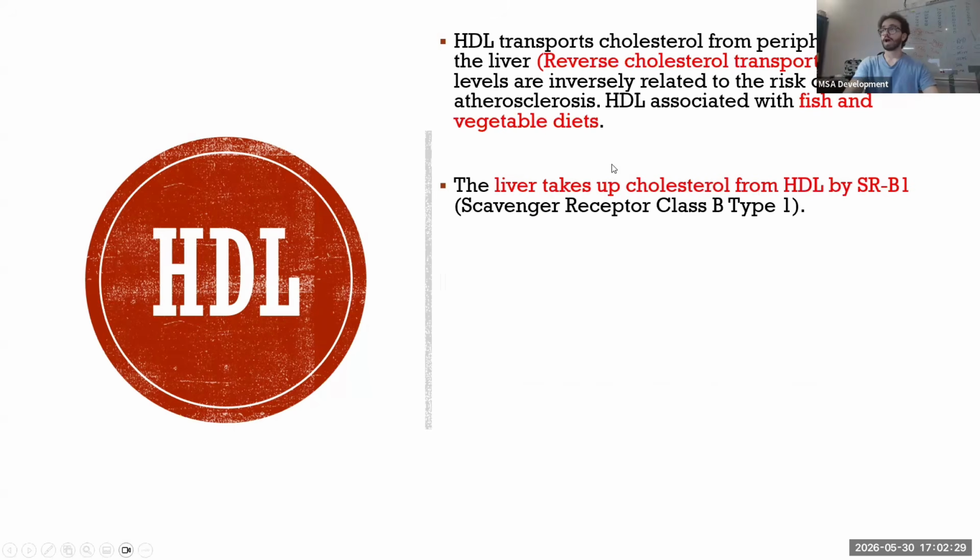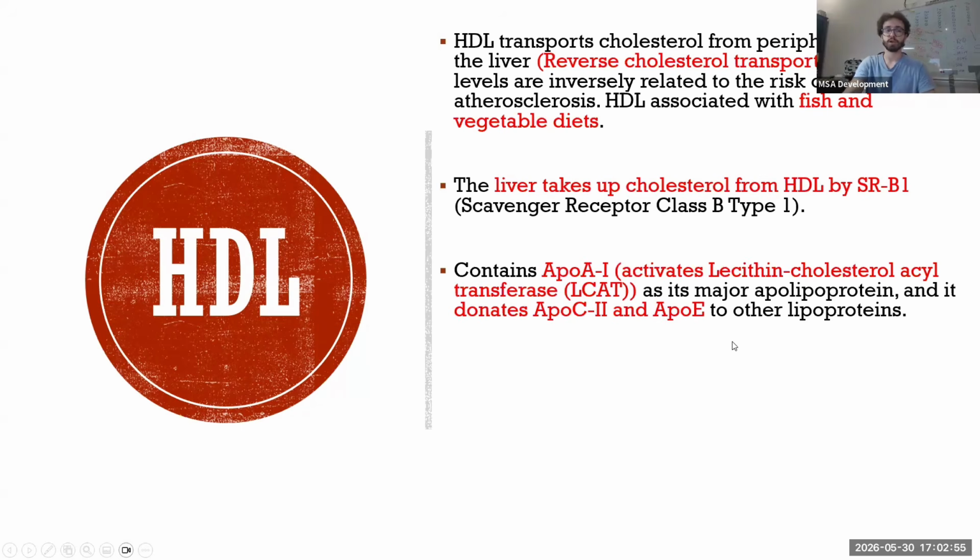طيب, how does the liver take up cholesterol from HDL? مو احنا قلنا HDL will take the cholesterol from the tissues and will present it to the liver. طيب, the liver can't take this cholesterol إلا through a certain receptor. It's called scavenger receptor class B type 1, SRB1. Memorize it, very important. This is the receptor that the liver will use to take the cholesterol from the HDL. تمام, SRB1. طيب, as we said, HDL has ApoA, which activates LCAT, and it donates ApoC2 and ApoE to others.